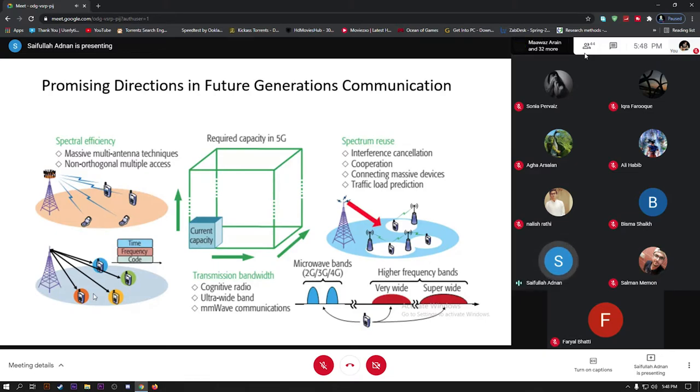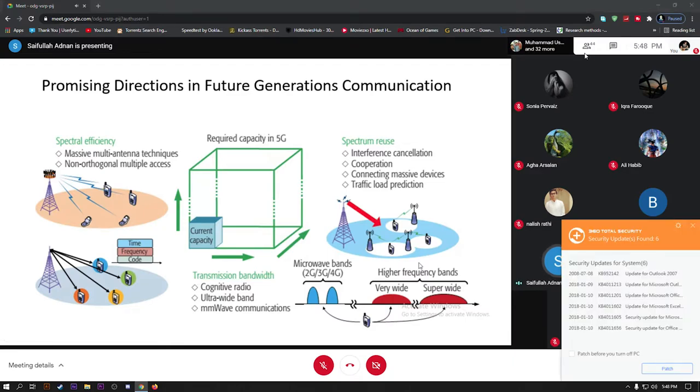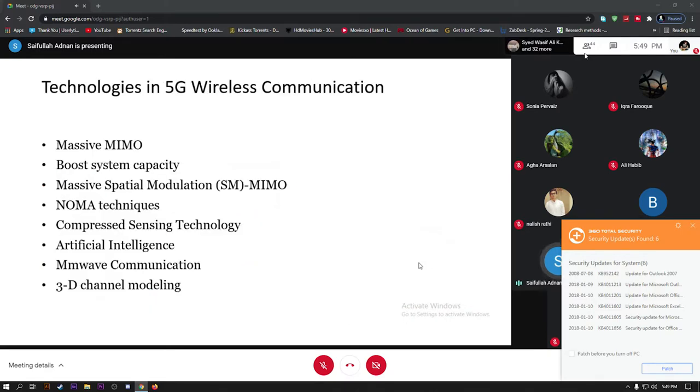Now, how can one user cooperate with the small base station? If you notice in this figure, there is the base station and a small access point. As I said, in millimeter wave technology, we install numerous access points to communicate over short range, and that access point sends the signal to the base station, and the user also sends the signal to the base station. So the user, the base station, and the access point all need cooperation. Another thing is connecting massive devices. So I have listed the basic technologies used in 5G communication.